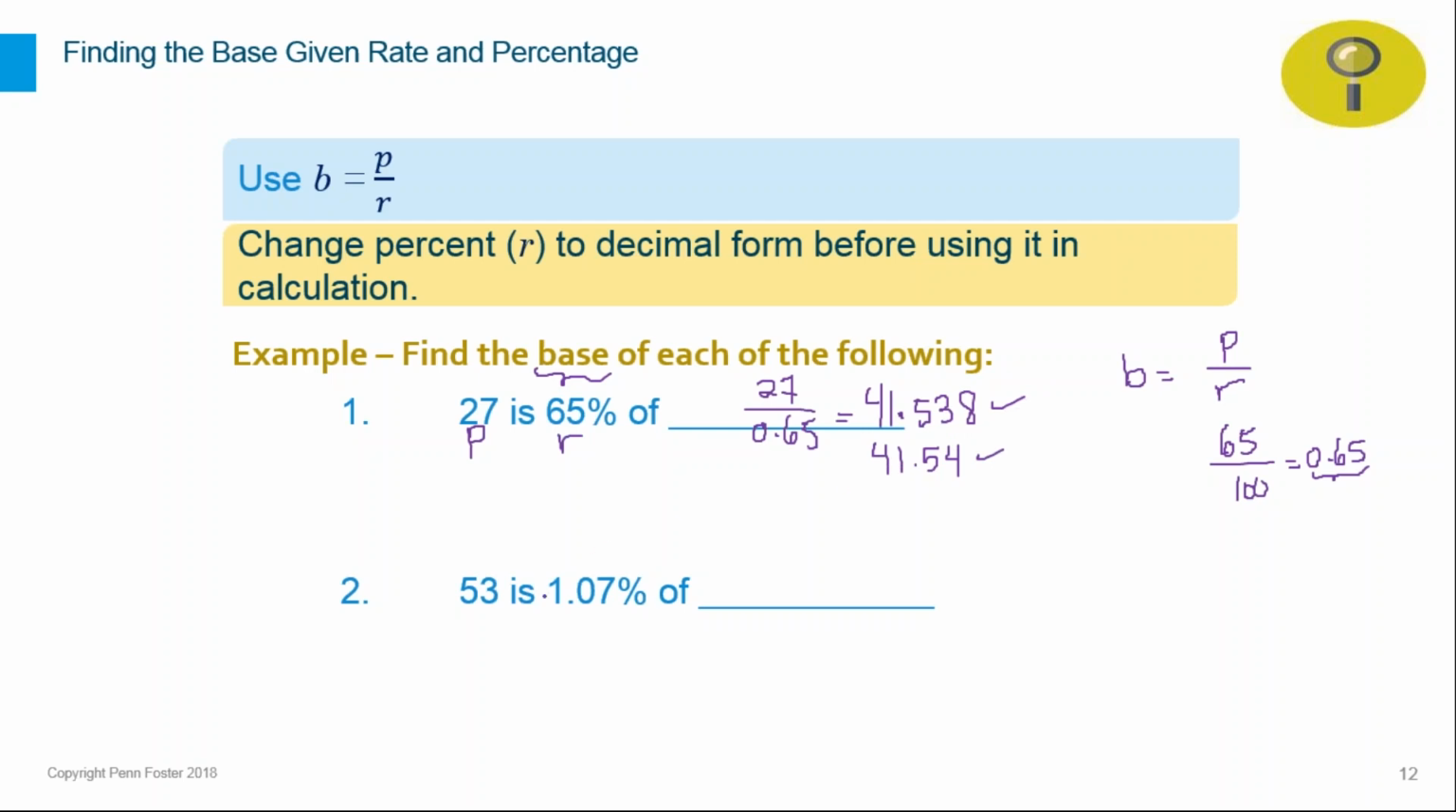Question 253 is 1.07% of what? Again, it's asking for the base. We have the R and the P. Base equals P over R, where P is 53. And the rate here would be in decimal form, 0.0107. Divide, and that will give you the answer, the base, which will be 4,953.27. That's it.